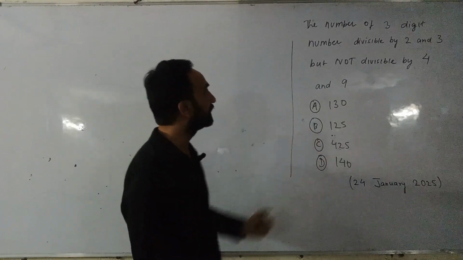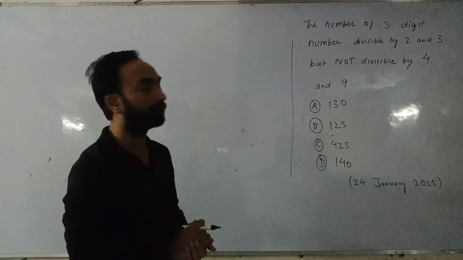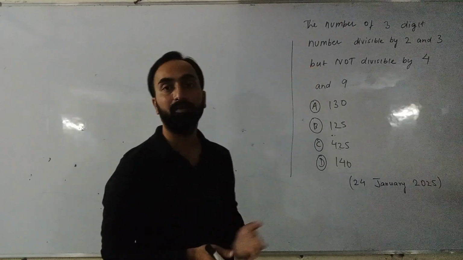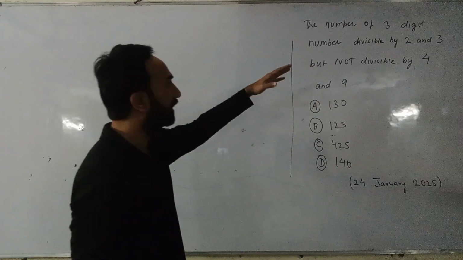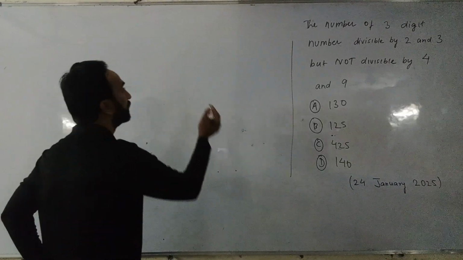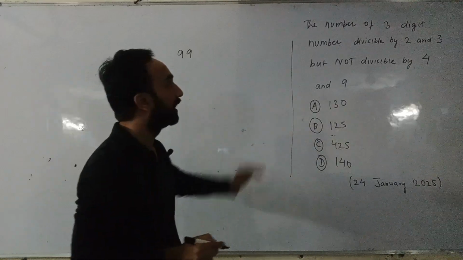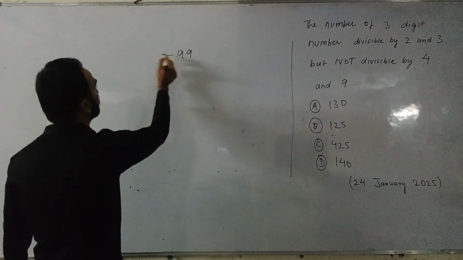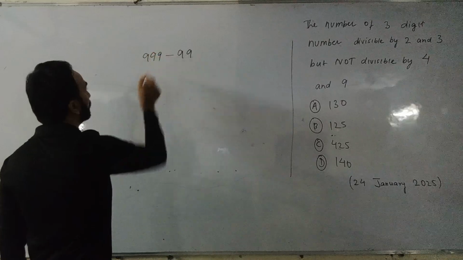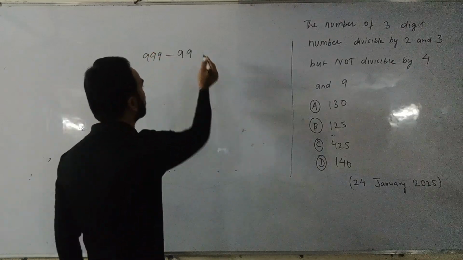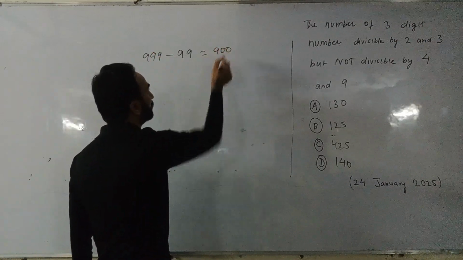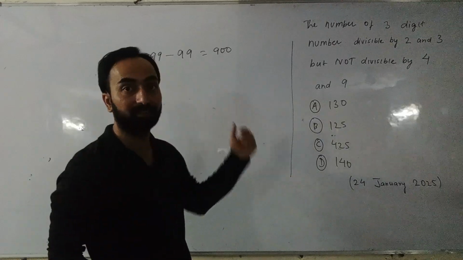Okay, so just see, if the number is divisible by 2 and 3, the simple logic says that the number will be divisible by 6. First of all, find how many 3-digit numbers there are. The 3-digit numbers start from 100 and end at 999, so I will subtract 999 minus 99. That will become 900. So there are 900 numbers that are 3-digit numbers.